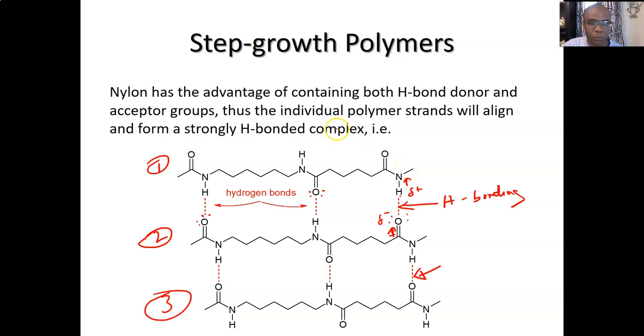Otherwise, all of us would be fluidy because we are made of so many proteins in our bodies. We'd be walking around like slimes, flowing instead of walking. So hydrogen bonds are important to maintain structure because they are strong intermolecular forces.